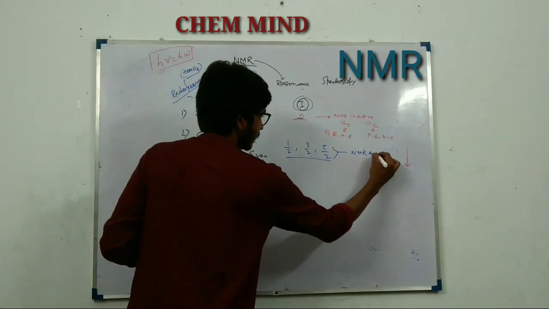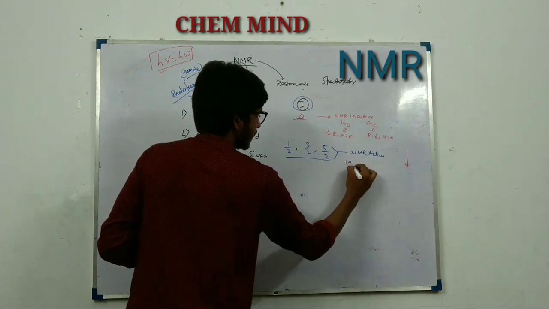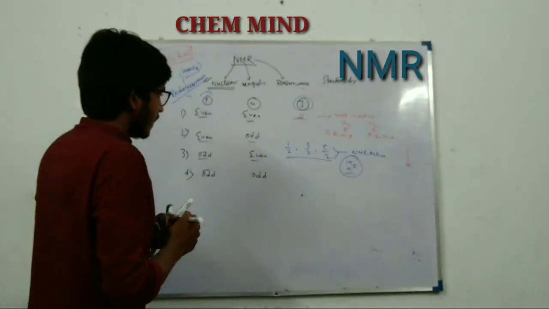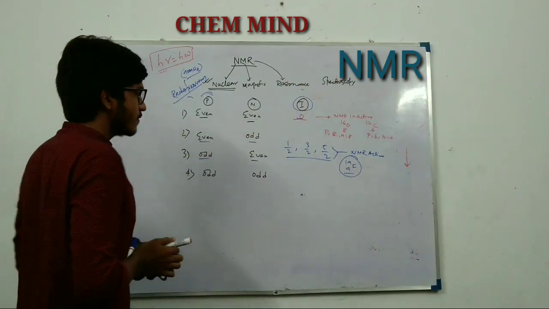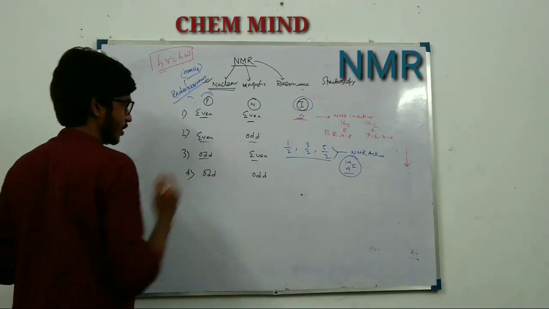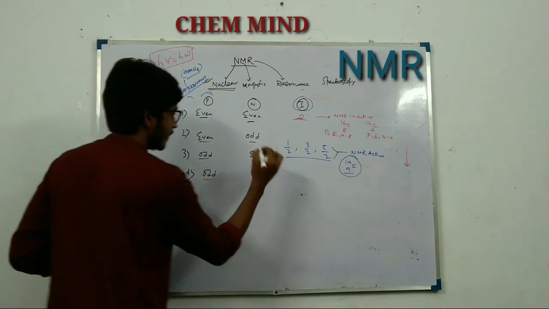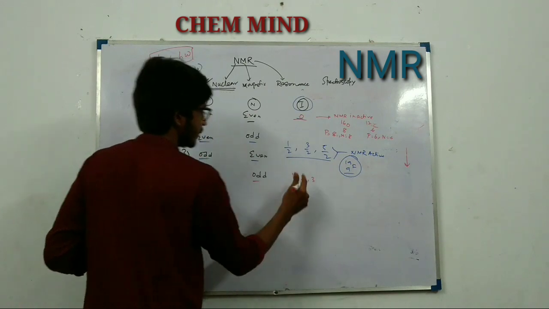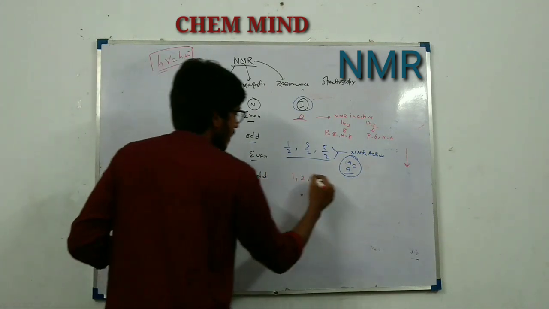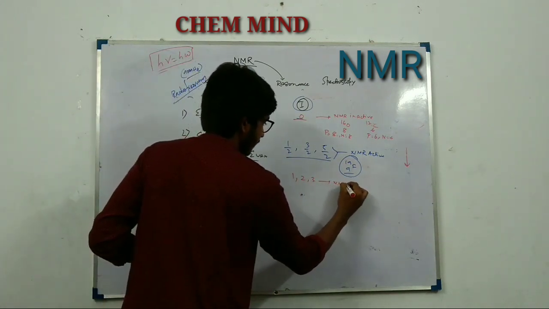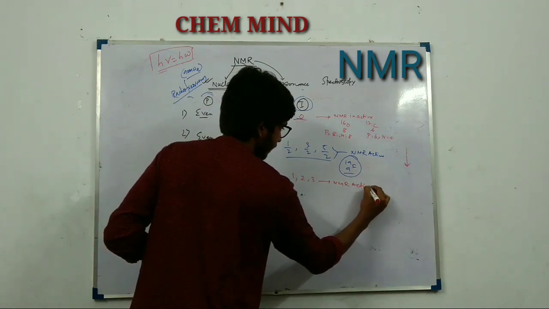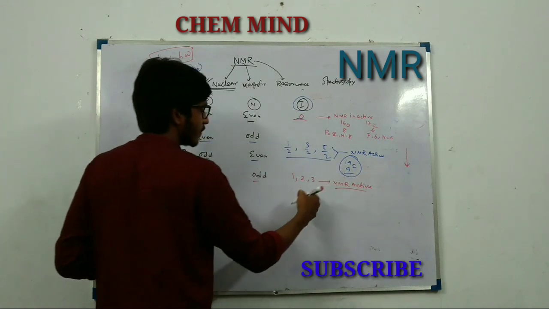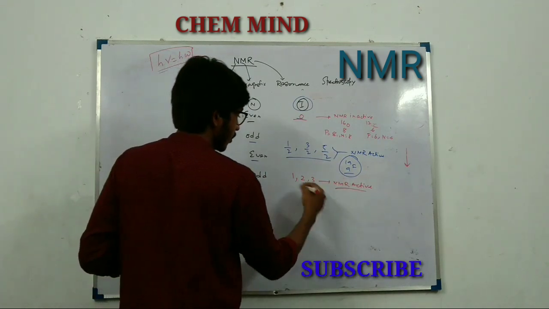Like 19F9, they are NMR active. Several nuclei fall under these two conditions. Now odd-odd is very important. For odd-odd, the spin is a whole number: 1, 2, 3. And they are also NMR active. For that reason, this is a very important point of discussion.